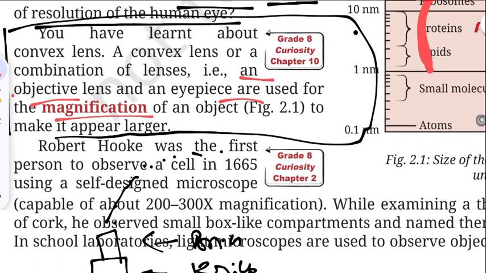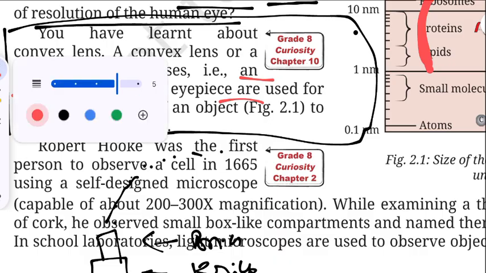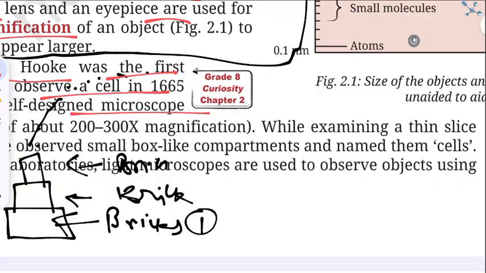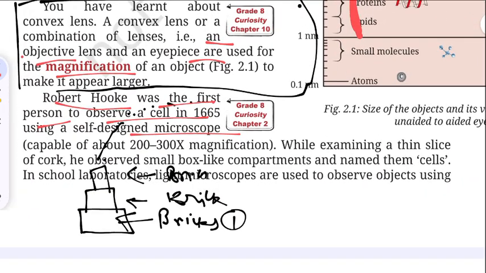Fine. Robert Hooke was the first ever person to observe a cell and see that the cell was a dead cell. Robert Hooke was the first person to observe a cell in 1665 using a self-designed microscope. Self-designed microscope means he had designed that microscope on his own, and under that microscope he studied. What did he study? He studied a thin slice of cork.